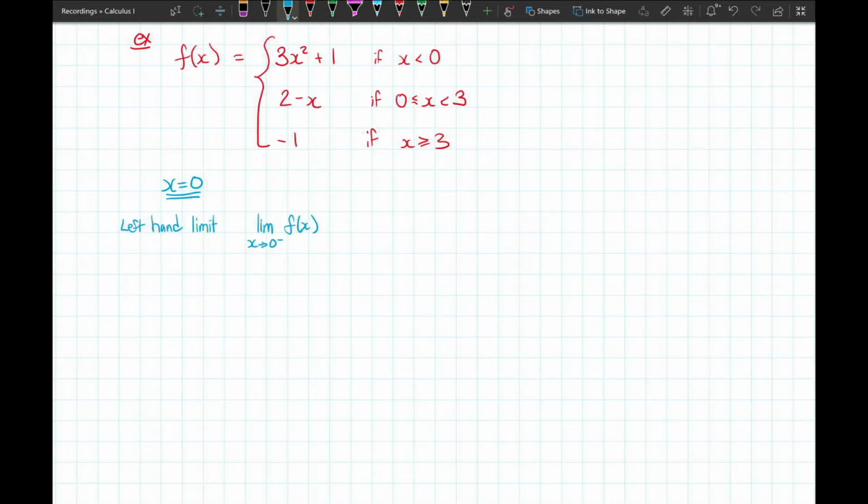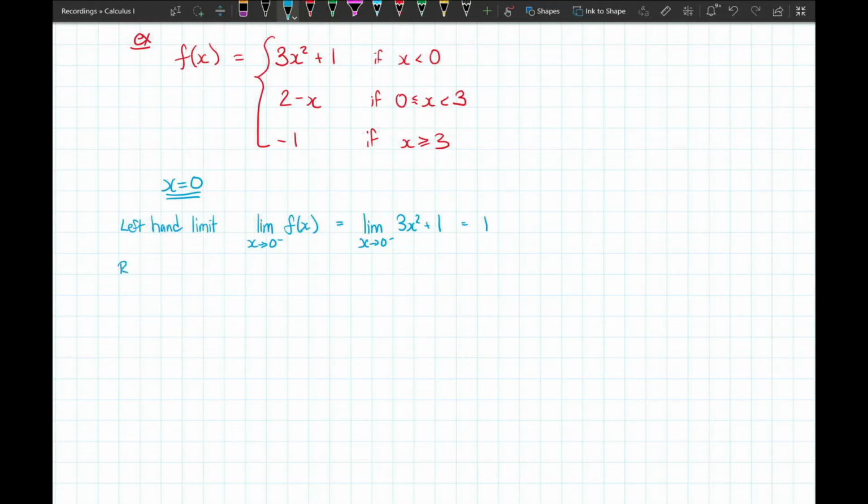Now, if we look at the limit as x approaches 0 from the left, then we know that x is going to be slightly less than 0, and we're going to be only having to look at the function 3x squared plus 1. So we can then say, well, we need to take the limit of 3x squared plus 1 as x approaches 0, because we're very, very close to 0, just a little bit less. Now, of course, this function is a very nice polynomial, and it's defined at 0, so we can plug 0 in, and we get 1.